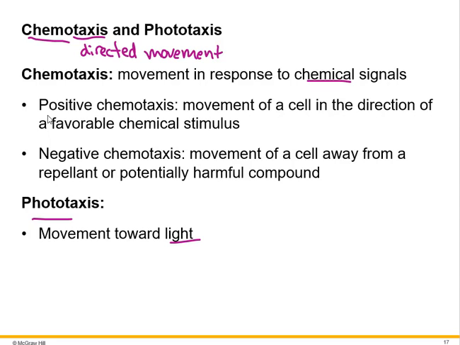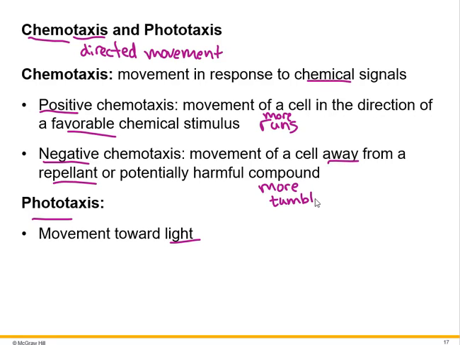So chemotaxis, you have positive or negative chemotaxis, which means that they are movement toward a favorable stimulus, and negative chemotaxis would be movement away from a repellent or potentially harmful compound. So when you have positive chemotaxis, you typically have more runs than you do tumbles, and we'll show you what that means here in just a minute. And when you have negative chemotaxis, you have more tumbles rather than runs.